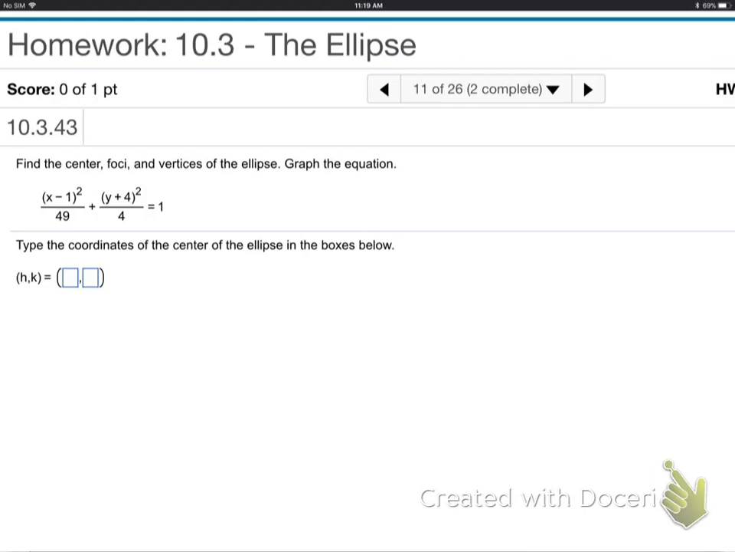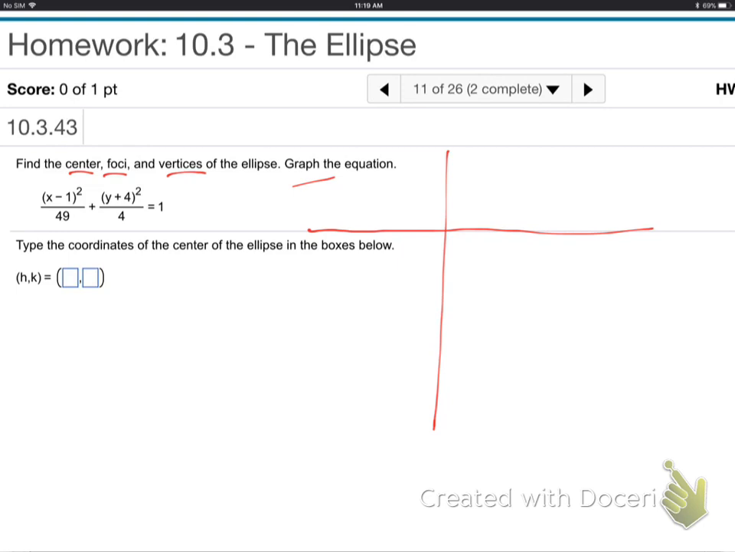All right, so let's start with this one. So they want us to find everything, pretty much. They want the center, the focus, the vertices, and the graph. So, everything. So start with the picture. Start with a graph. And the first thing you should put on the graph is the center. Do you guys know what the center of this egg shape, this ellipse, is going to be?